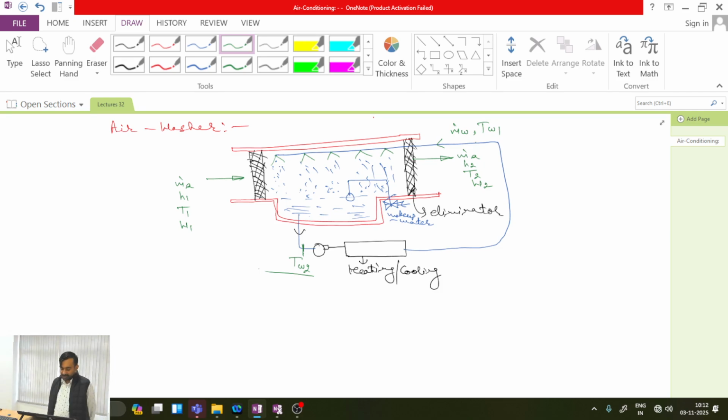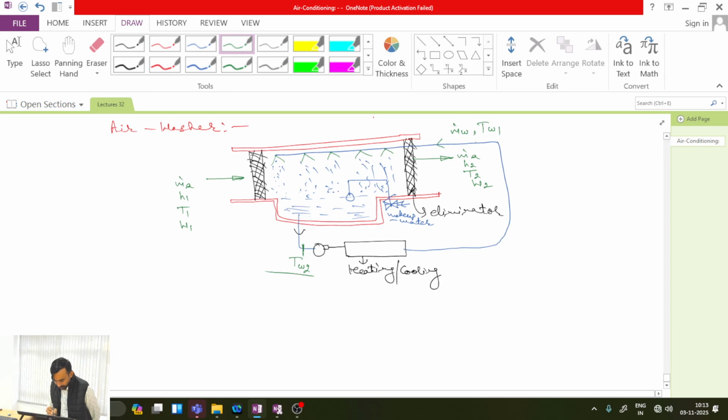Okay. One of the easiest processes which we can achieve in this is the adiabatic saturation process. What is the meaning of adiabatic saturation process? You have some water, and you spray that water from the top. Whenever you are spraying the water from the top, if the chamber is perfectly insulated and you are not doing any heating or cooling of the water, what will happen? Some portion of water will evaporate and the temperature of air will decrease.